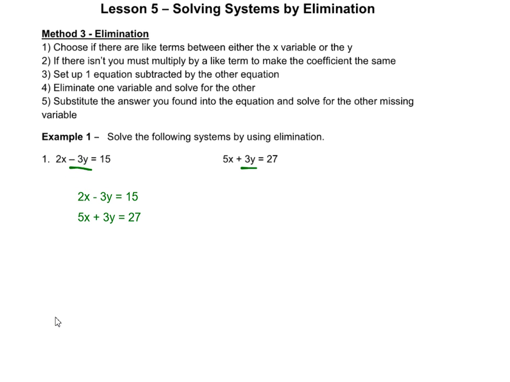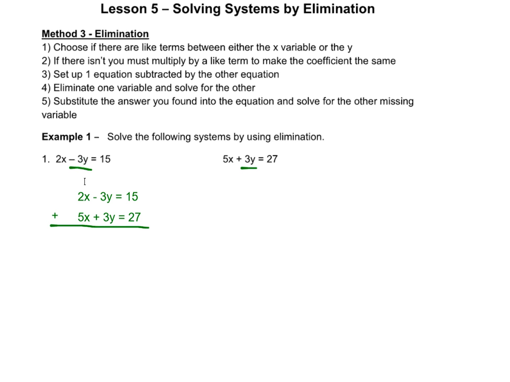Now what I need to do is determine, am I adding or subtracting to get rid of a variable? So the variable that has the same coefficient is my y. And to know if I'm adding or subtracting to get rid of that, I have a -3 and a +3. If I add those two together, I get 0. So we're actually going to be adding these two things together, just like you normally would.